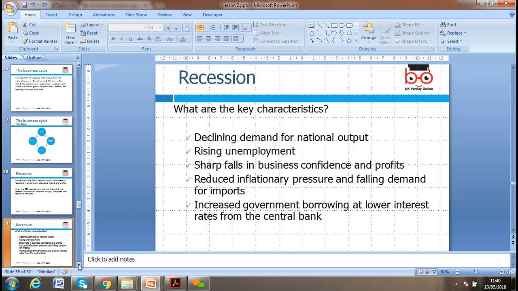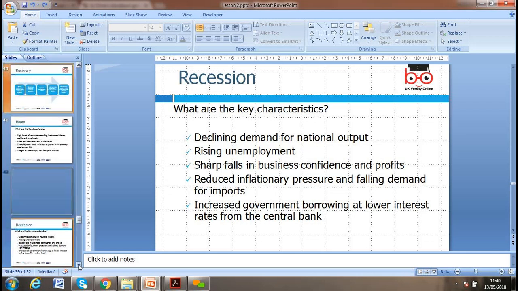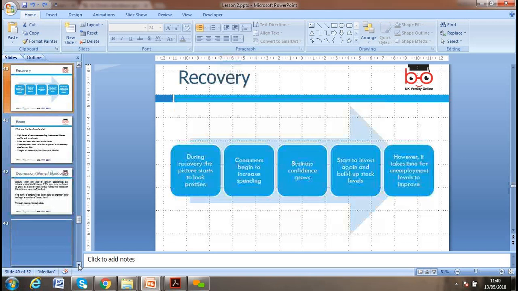So recession is characterized by declining demand for national output, rising unemployment, a shortfall in business confidence and profit, reduced inflationary pressures, falling demand for imports, and increased government borrowing at a lower interest rate from the central bank.